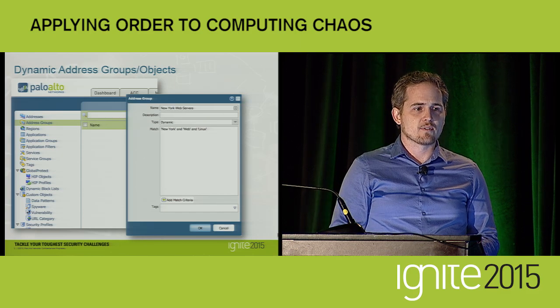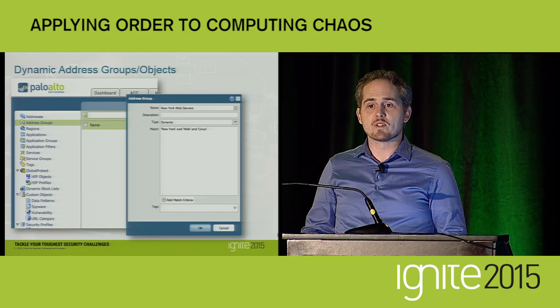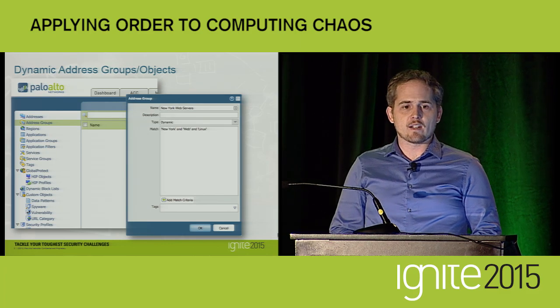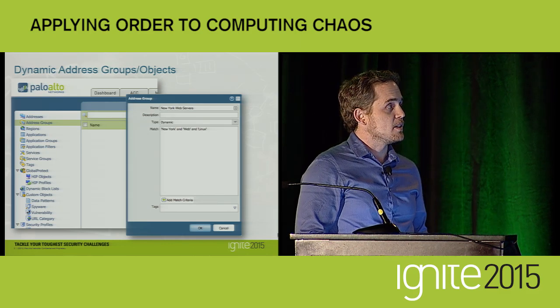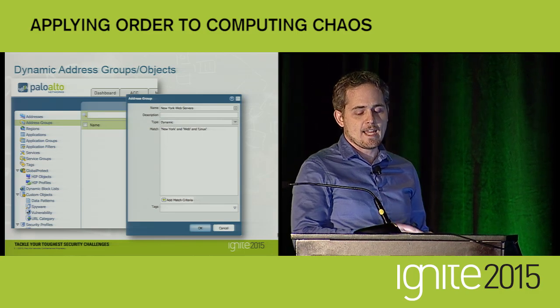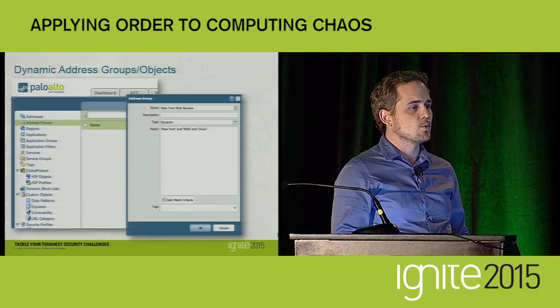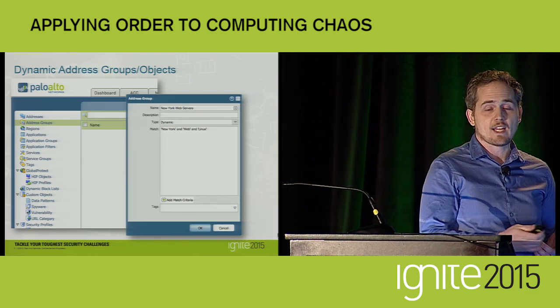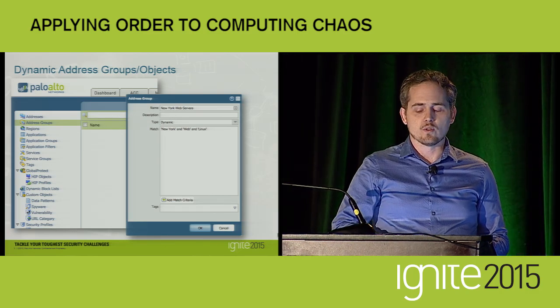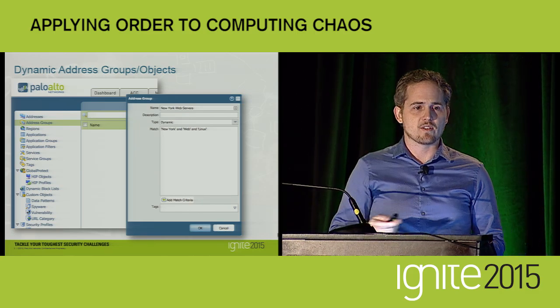In this case, it's a little hard to see on the slides up there, but the name of the group is New York Web Servers. And I've added 3 tags with a match criteria. The match criteria is the tag New York and Web and Linux. So I have 3 tags with ands in between them. I can use ands or ors to make the match criteria for this dynamic address group based on these tags.